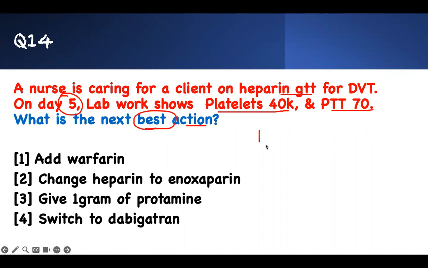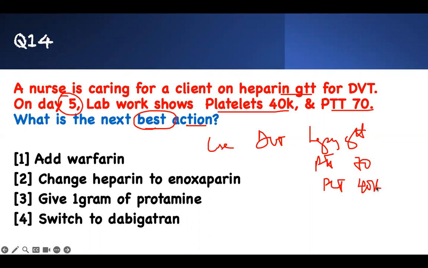Breaking down. DVT, right? That's the case. DVT on heparin drip. And I have a PTT of 70. And I have platelet of 40,000. This is way below, right? Usually you need like 400,000. It's way below, and it happened 5 days later. So I have you on heparin, you're therapeutic, your PTT is 70. Usually I'm happy. But what is your platelet?